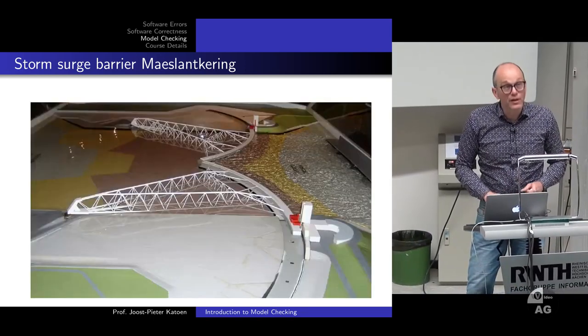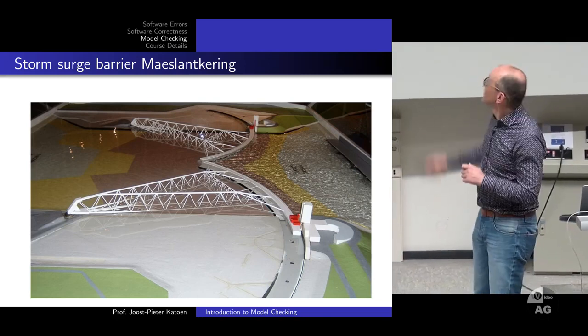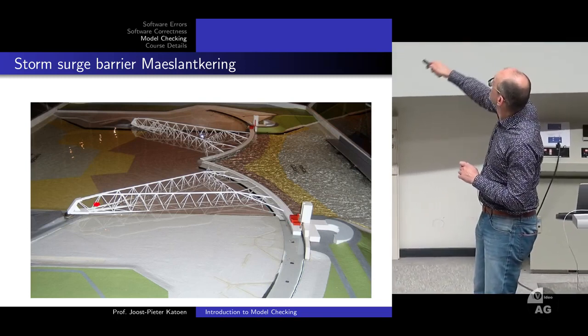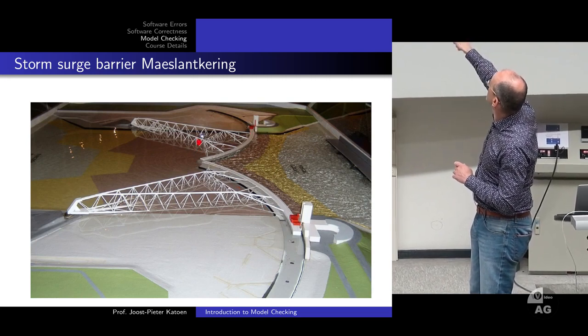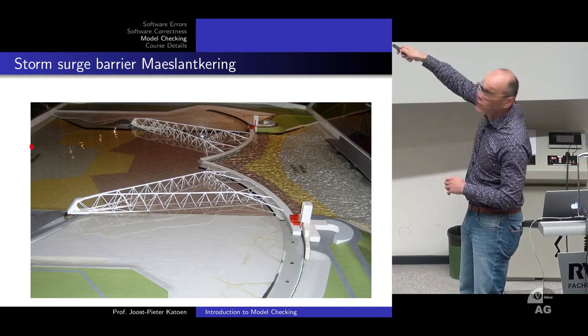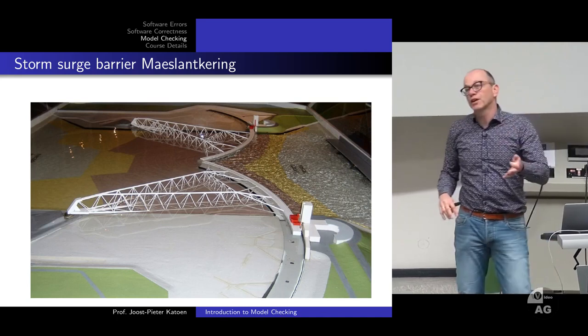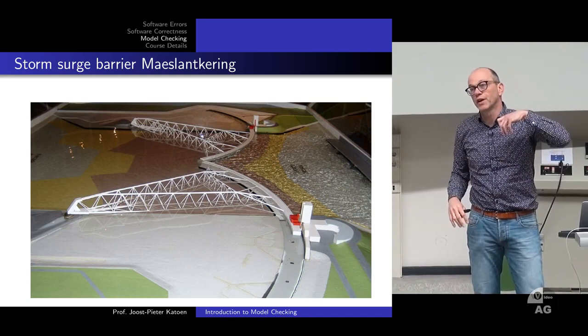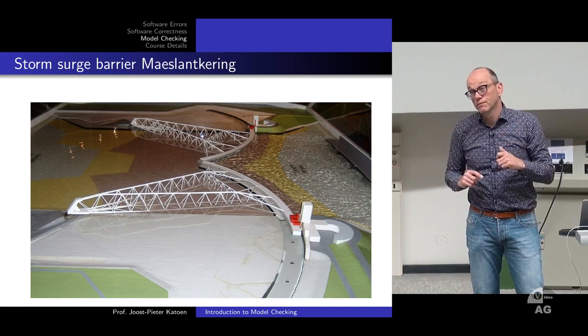What is the Maaslandkering? Here I have a prototype model. So here are 2 arms, right? Here is 1 arm, and that's 1 arm. If this system is closed as it is depicted here, so think about, here is the sea, there is Rotterdam. The idea is that if the weather forecast is bad, if the water tide is very high, etc., then there is a decision that this thing is going to be closed.